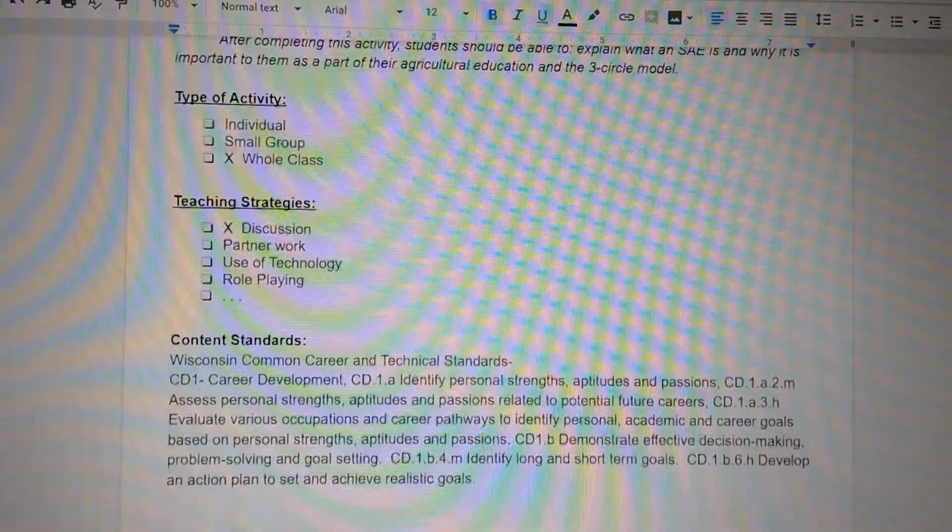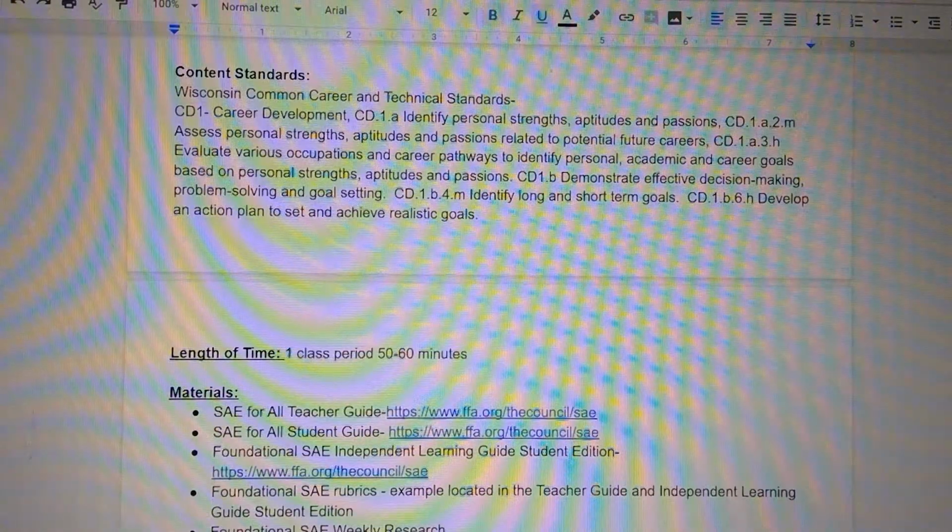So the content standards for the SAE are going to be found in our Wisconsin Common Career and Technical Education Standards. And so every lesson plan I've created has standards. So those of you who use standard-based grading will be able to find those. And I did the best I could in matching them to the lesson plans that I have created. And I think that they pretty much portray what it is we're trying to do with our SAE and career planning with our students.